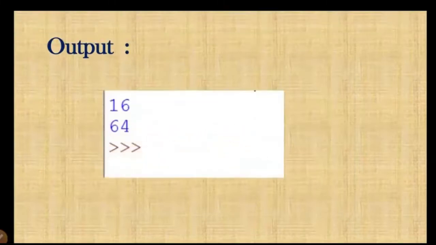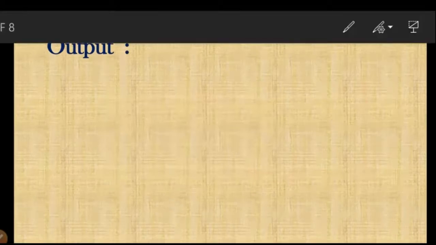So the answer I am getting is 16 and 64. Let's see whether I have written the correct answer or you have given the correct answer. Just analyze the question.